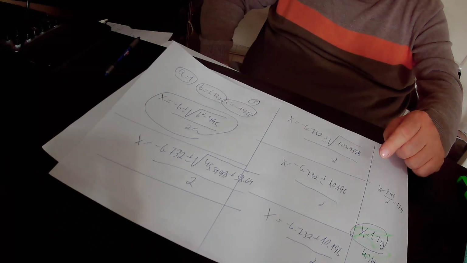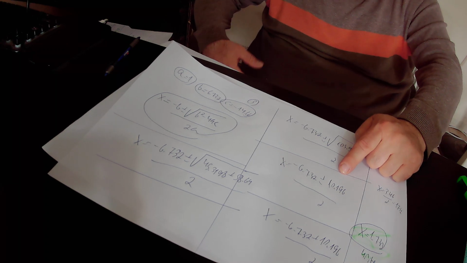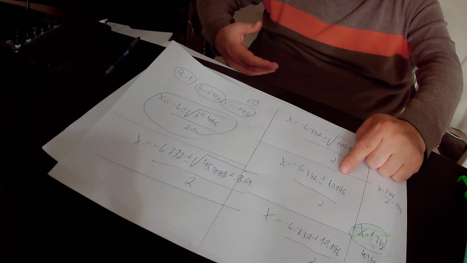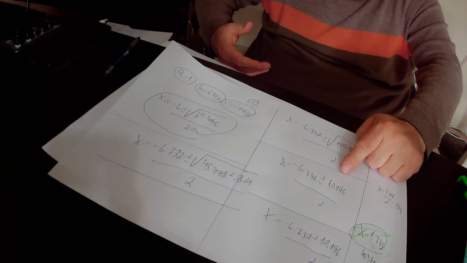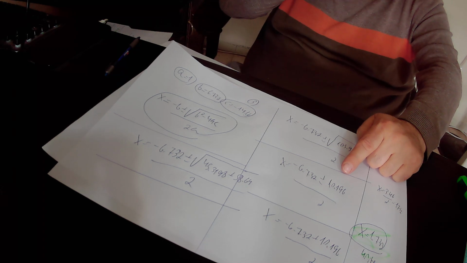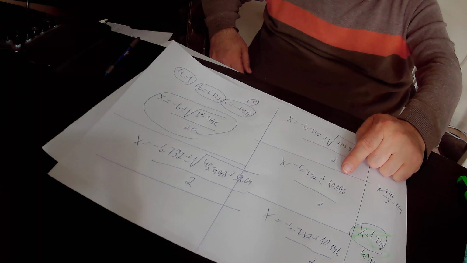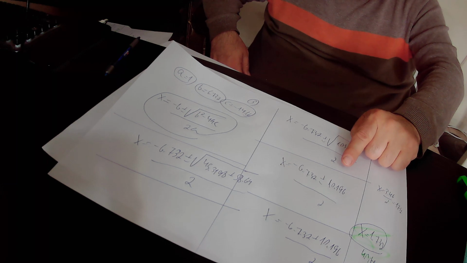So here we will have two possible solutions for x, but because x is the radius, the length of the radius, x is a length, and as a length it must be a positive number. So we cancel the negative solution. x cannot be equal to minus 6.732 minus 10.196, that is a negative number. And we are left only with the positive solution for x.